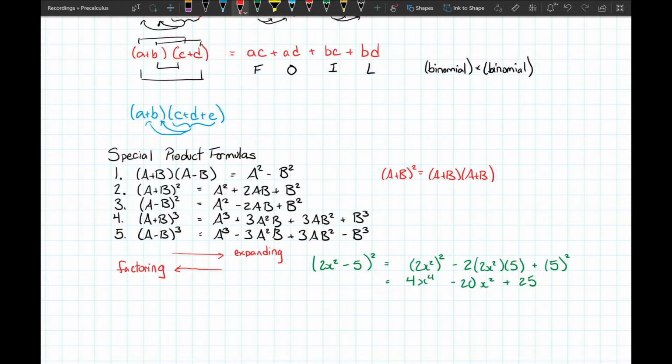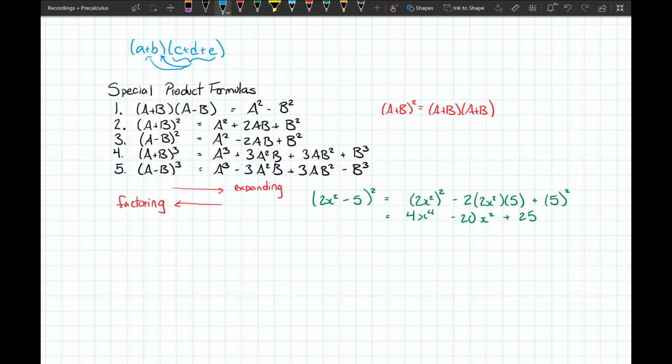So if you're lucky enough to see something of the form a squared minus b squared, then you can factor it and just say that that is equivalent to writing a plus b times a minus b. And an example of that, if you ever had x squared minus 4, then that is a square minus a square, and then you can use the special product formula to factor that: x plus 2, x minus 2. That's using rule number 1, but using it in the reverse direction.